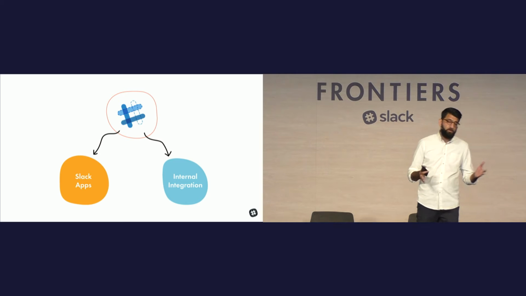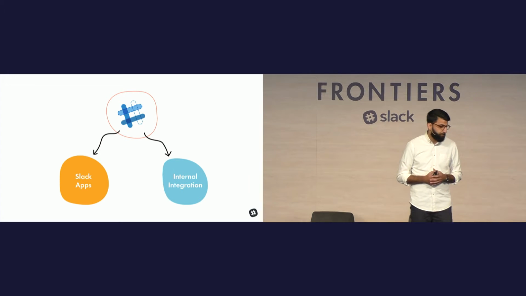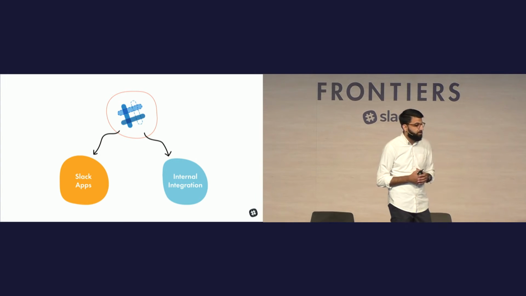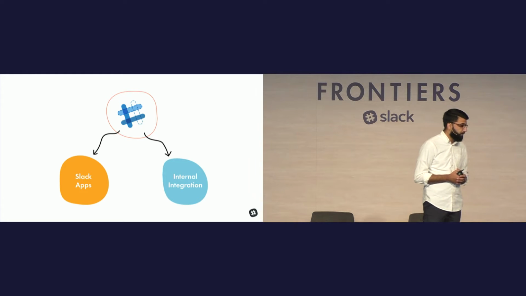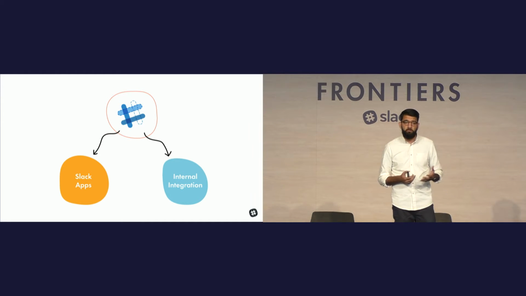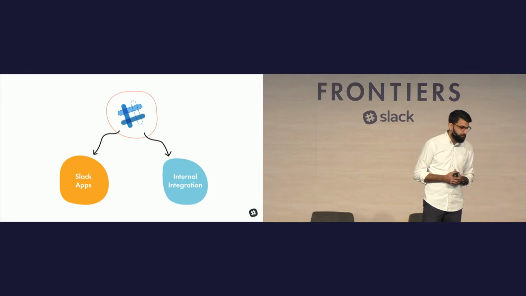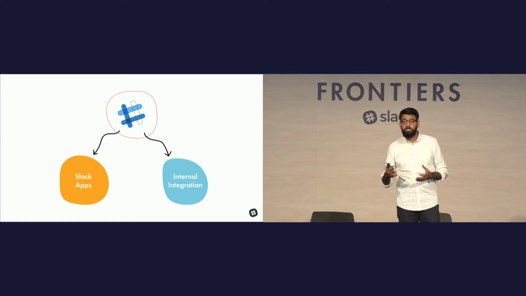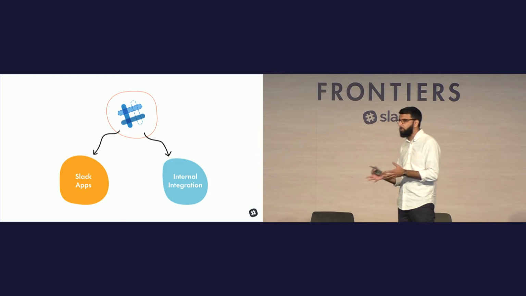So now that we've covered why we built the platform and why we think it's important, let's chat about the two ways that you can get started using our platform. The first is to install and configure a pre-built app from our app directory, and the second is to build a custom app for yourself, what we call an internal integration.